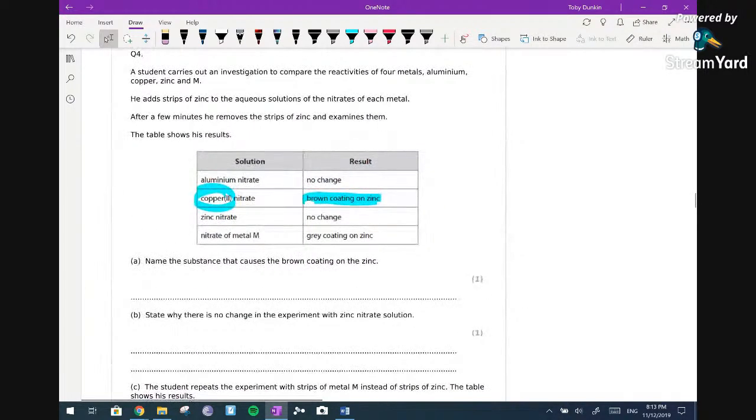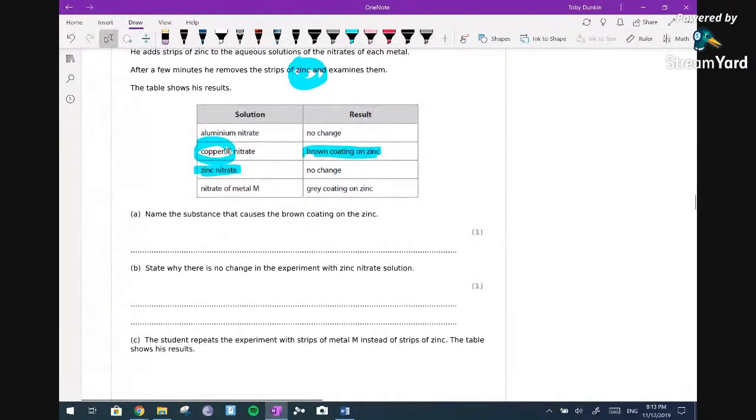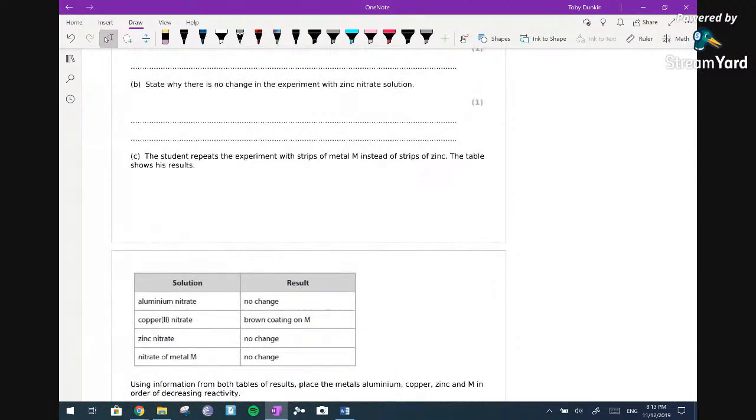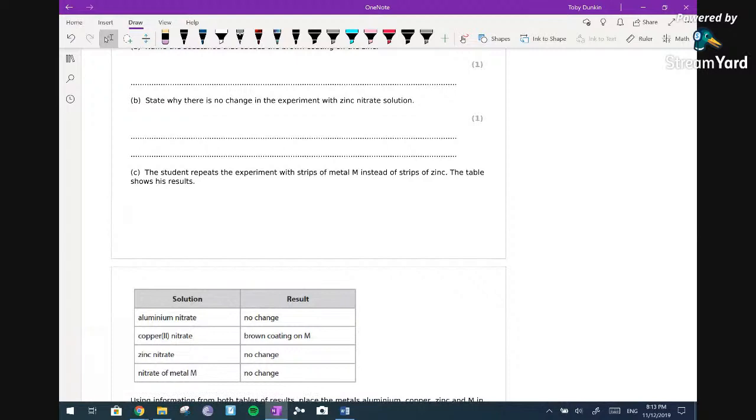State why there is no change in the experiment with zinc nitrate. Oh, well, we were adding zinc metal to zinc nitrate. There's going to be no reaction taking place between zinc metal and the zinc salt solution. So there's no reaction taking place, therefore you're not going to see any change. Next, the student repeats the experiment with strips of metal M instead of zinc. The table is shown below.